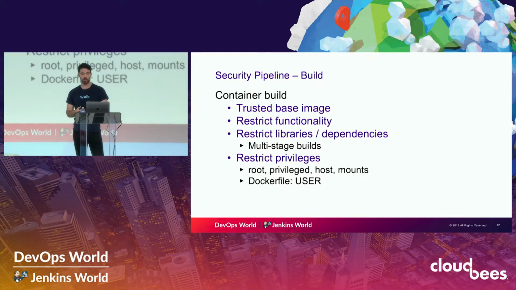So from a build perspective, one of the things that you see all the time when people are starting off with containers is they just pull down any random image from Docker Hub and start building things on top of that.